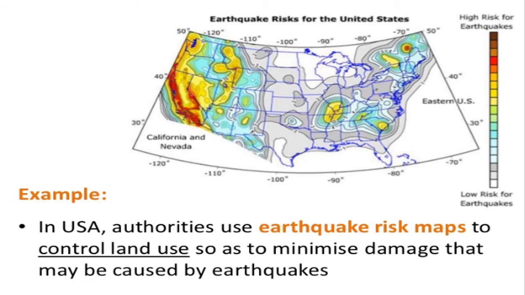There is an example. Look at the diagram as well. In USA, authorities use earthquake risk maps to control the land use so as to minimize damage that may be caused by the earthquakes.